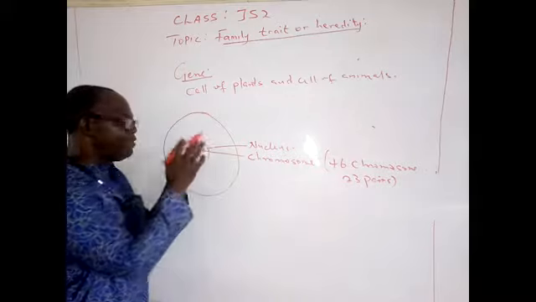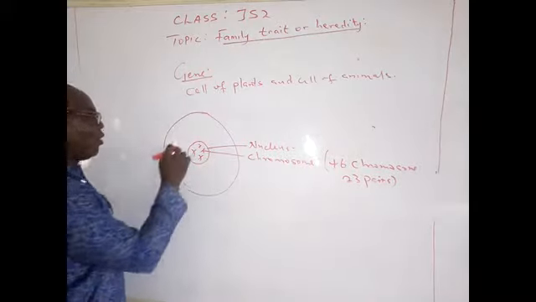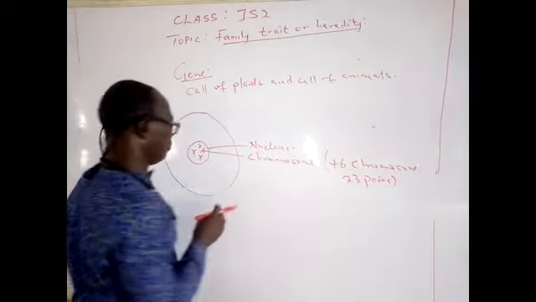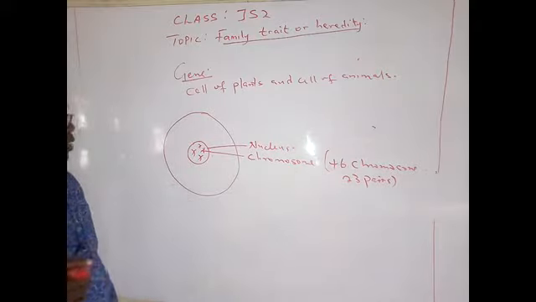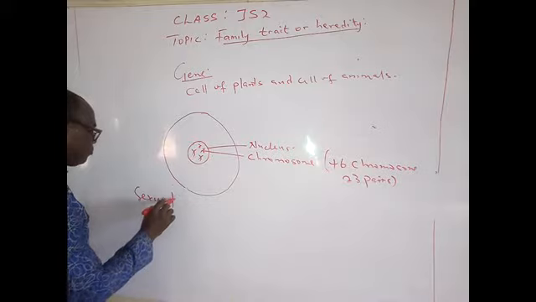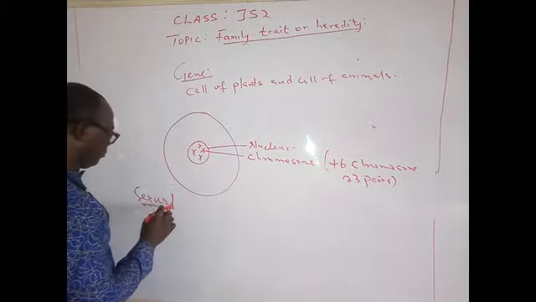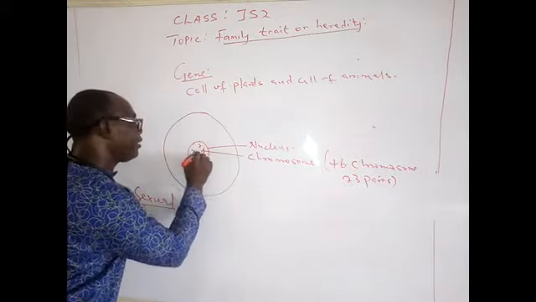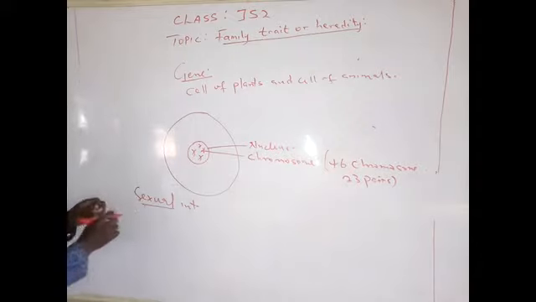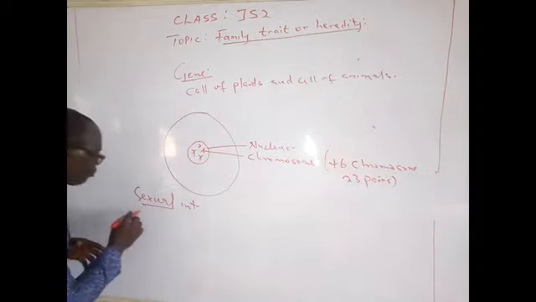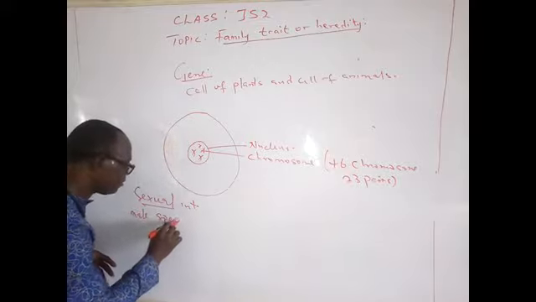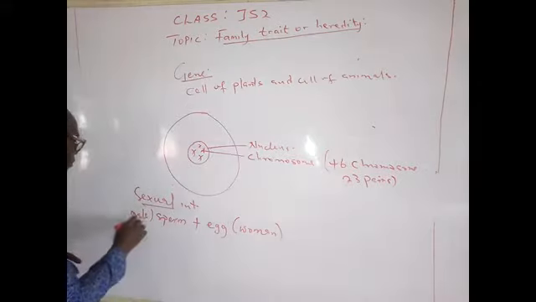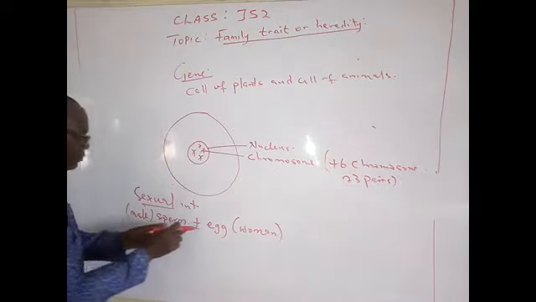So meaning that you have them two by two. Now, on the surface of the chromosome is what we call gene. The chromosome contains gene on its surface. So during sexual intercourse, the chromosomes are passed to the offspring through the sperm from the man and the egg from the woman.